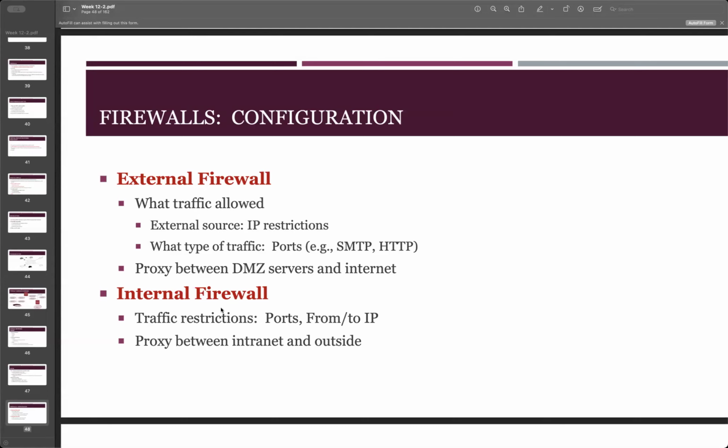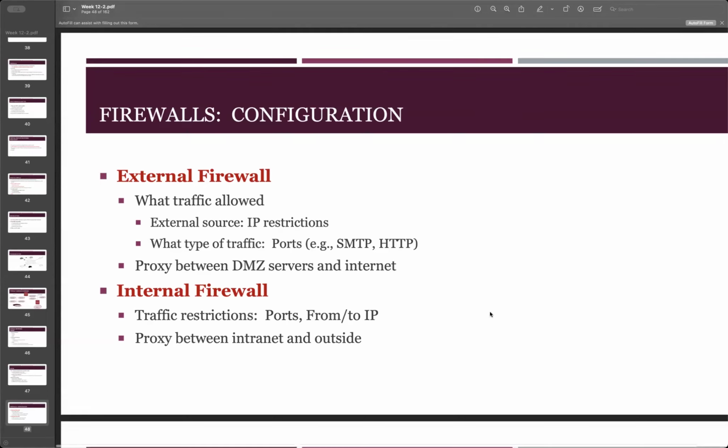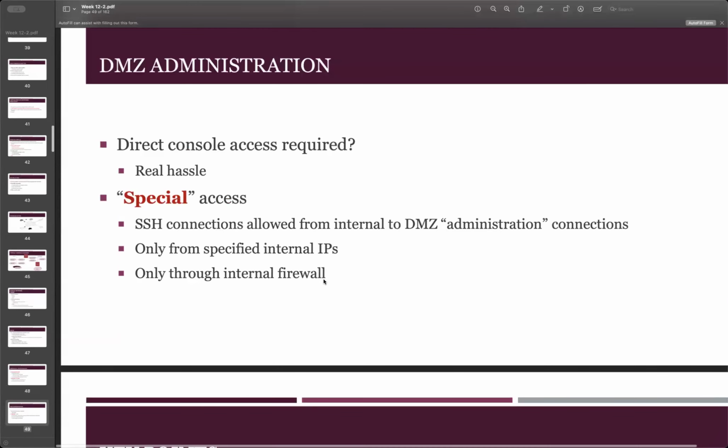Also, we have the internal firewall, where we can restrict traffic from one IP to another IP. Maybe some end users are allowed to send to some devices, but some devices are not allowed to send packets. So we have different ways to set the internal firewall, and we can also set up a proxy between the internet and the outside. That is also possible. And here's the configuration that we can apply on the server side.